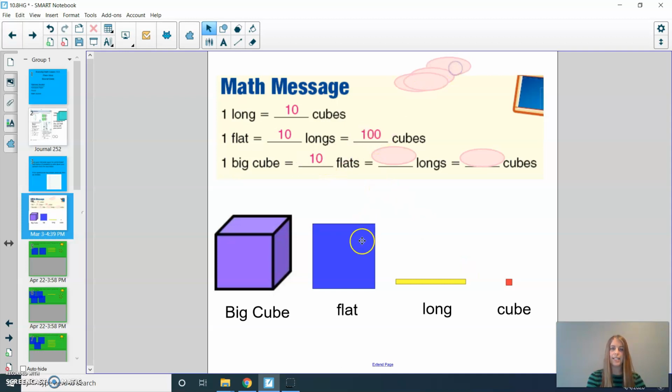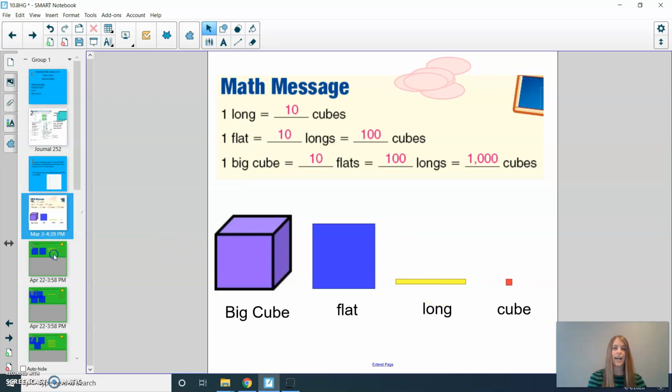If you said 10 flats would fit in there, that's correct. If you said 100 longs would fit in there, and lastly, 1,000 cubes. So again, boys and girls, when we're thinking about our big cube, this is representing 1,000. When we're thinking about our flat, this is representing 100. A long is representing 10, and a cube is representing 1.